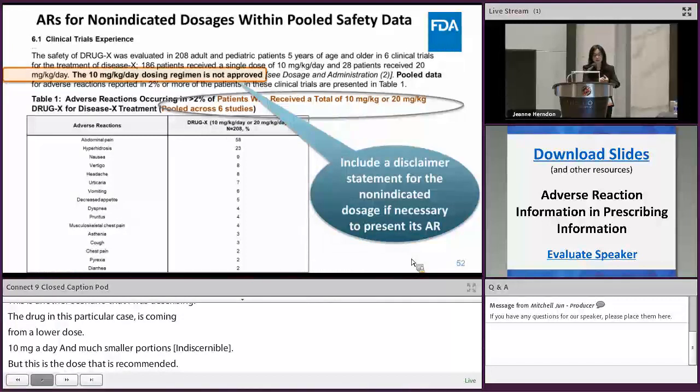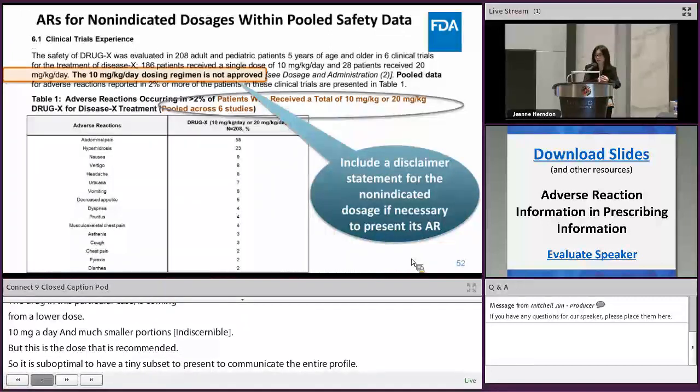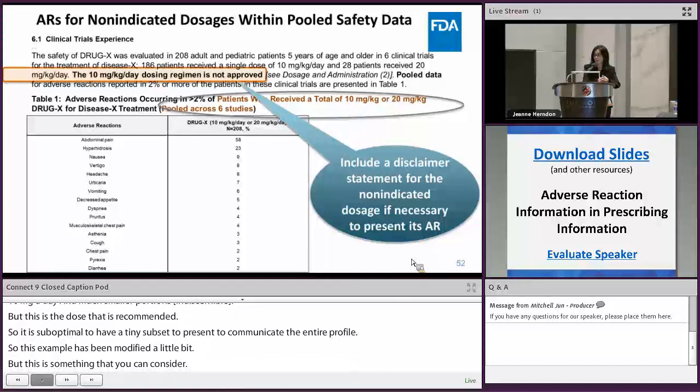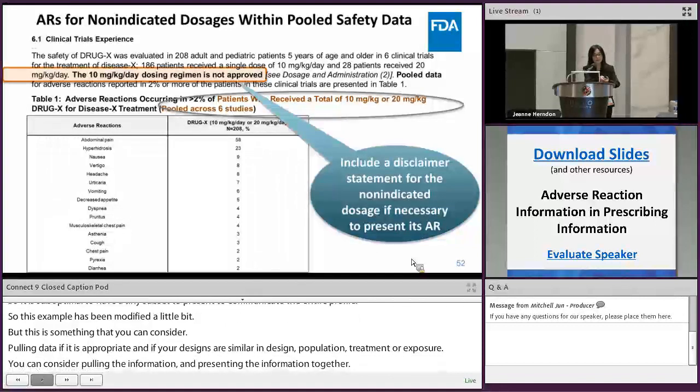And so, well, this example has been modified a little bit. In this modified example, you can consider pooling data if it's appropriate, if your study designs are sufficiently similar in design, population, treatment, or exposure. You can consider pooling the information and then presenting it together, and then just including a clarification statement that the lower dose in this case is not approved, so that there's no misunderstanding.